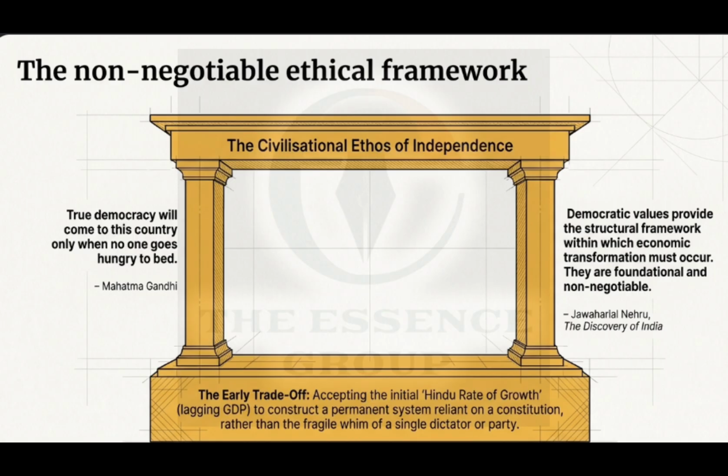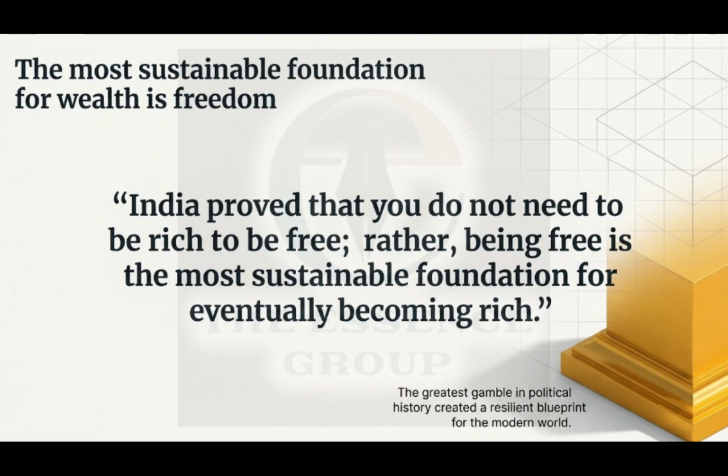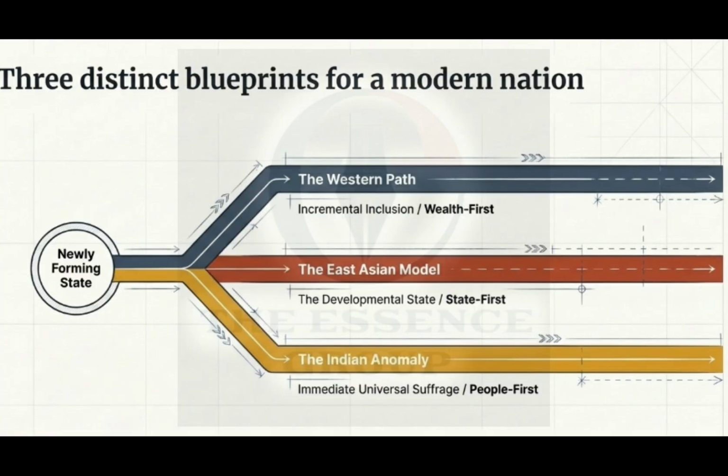India proved that you don't need to be rich to be free. Rather, being free is the most sustainable way to eventually become rich. In the book The Discovery of India, Nehru takes the view that democratic values are foundational and non-negotiable. They provide the ethical and structural framework within which economic transformation must occur. Sacrificing democracy for faster economic gains would betray India's civilizational ethos and the moral basis of the freedom struggle. He envisions an India that advances economically through democratic means, avoiding extremes of capitalism or forced communism.